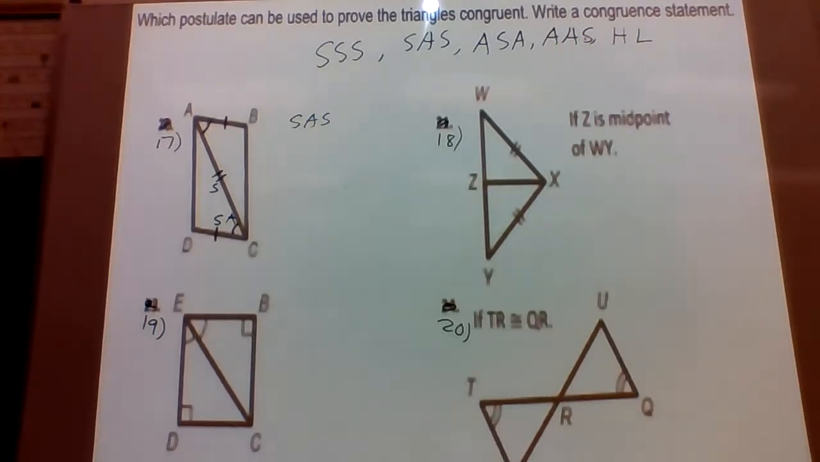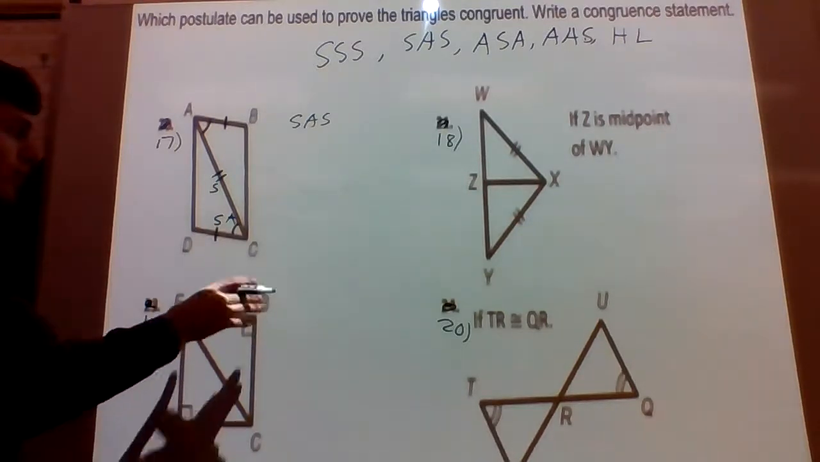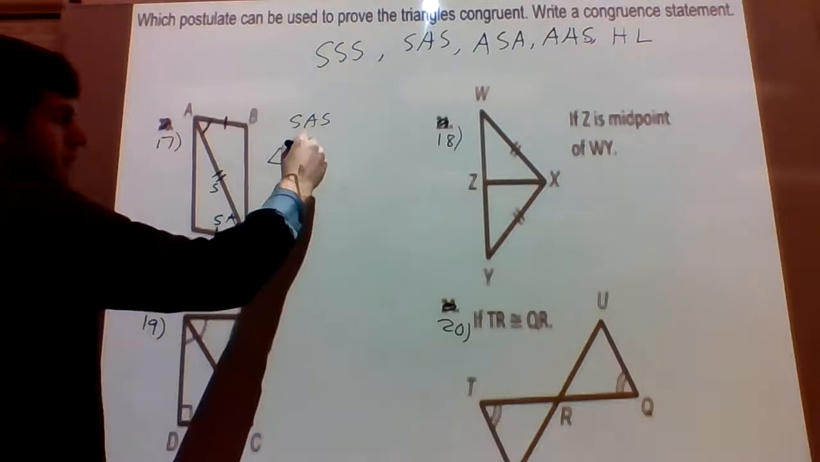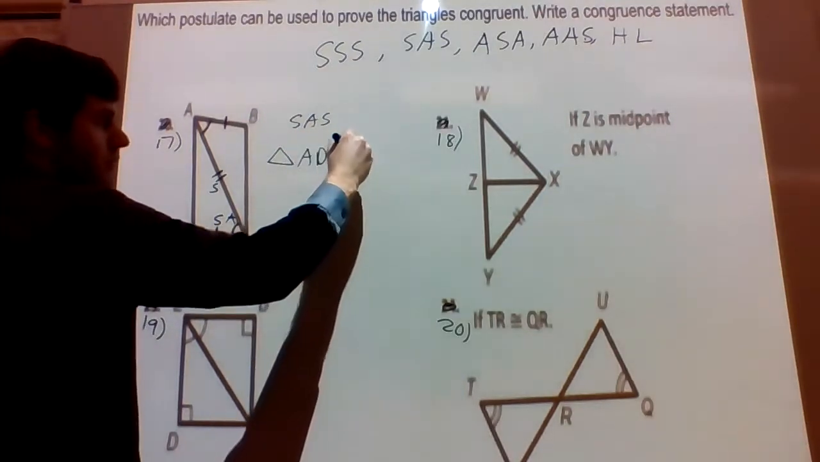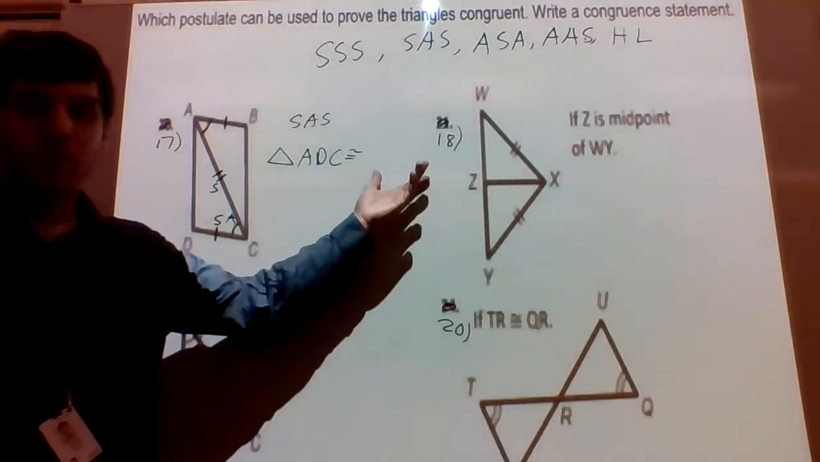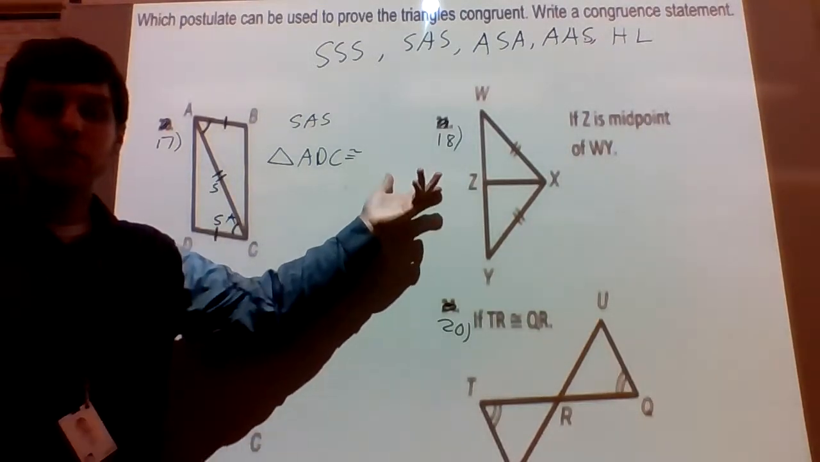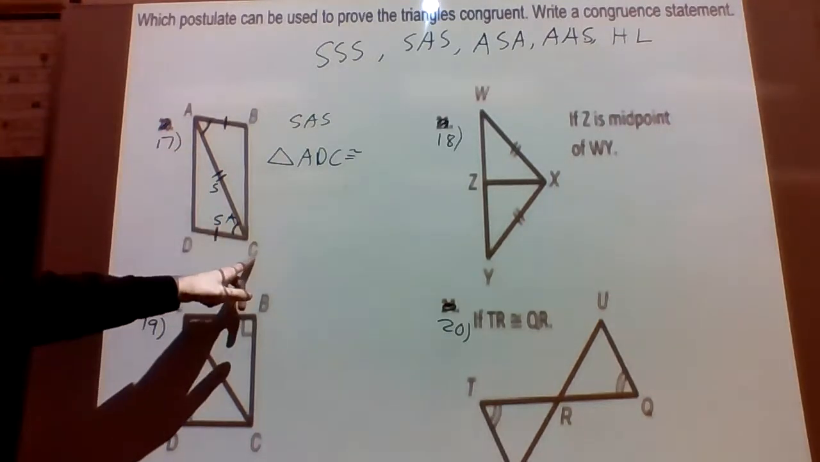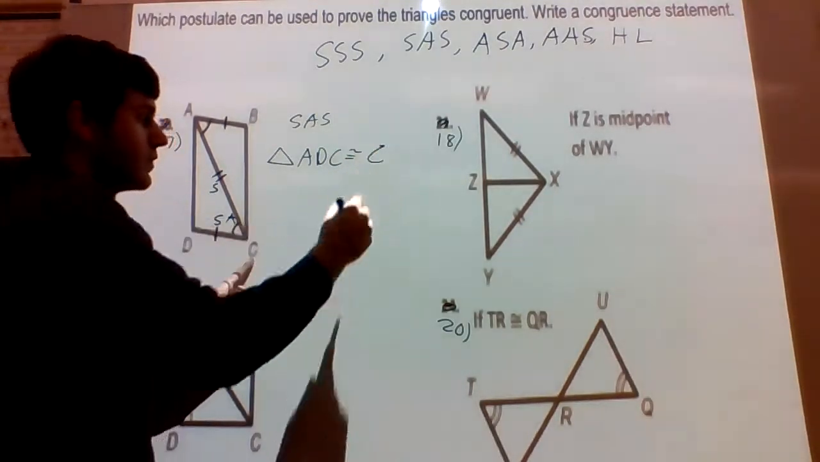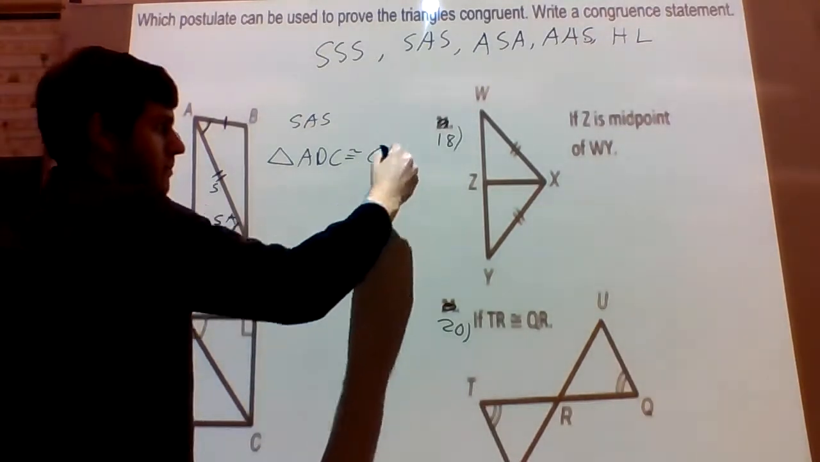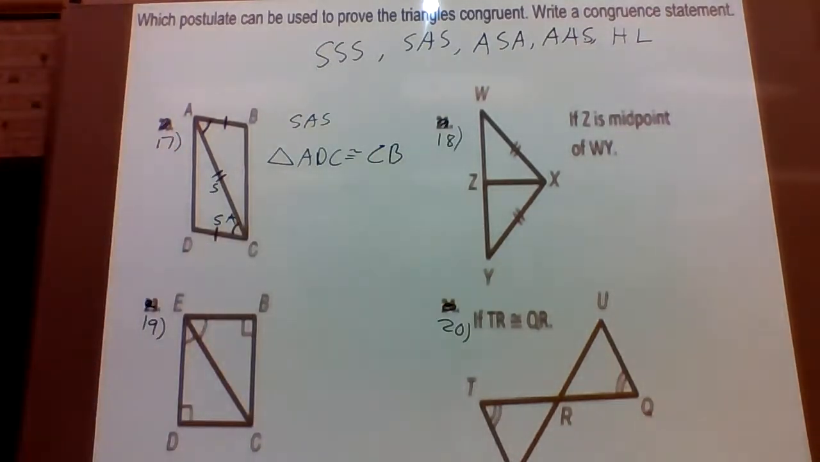Then we want to write a triangle congruent statement. So we want to name the first triangle. We can name it however we want. Let's name it ADC. There's 6 different ways to name it. It doesn't matter how you name it. What matters is that you match it up with the corresponding vertex of the other triangle. So which vertex corresponds with A? It's going to be C. Which vertex corresponds with D? It's going to be B. And which vertex corresponds with C? That's going to be A.